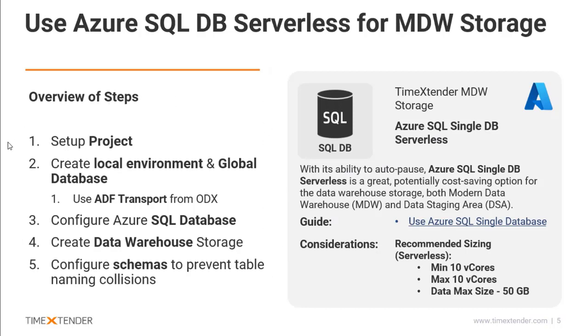So the first thing we're going to do here is set up the project. We're going to create a local environment and global database in the environment properties in TimeXtender. We're going to create the database that way, and we're going to plug in our information for ADF. We're going to configure Azure SQL database there. Once we get that database created, we're going to set it to serverless in the Azure portal. We're going to, of course, create the data warehouse storage using that global database. And then we're going to configure schemas to prevent table naming collisions there in the SQL database. Let's jump right in to get started.